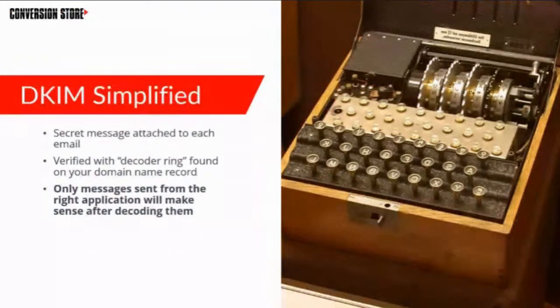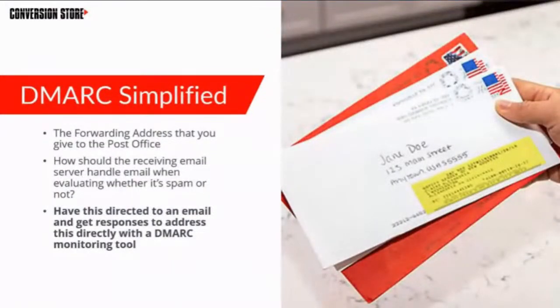Now, the next question that comes up is, what happens if I fail DKIM? What do I do if I'm Google or Yahoo? That's really where DMARC comes in. This is the new piece of authentication that is necessary now. It used to be optional. So if you set up your Marketo instance with us at Conversion Store, we would have built out a DMARC for you.